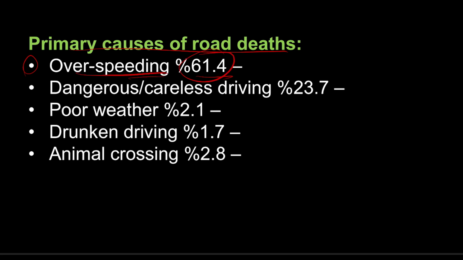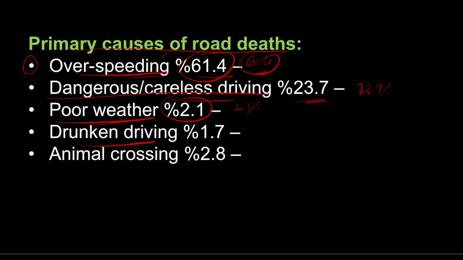And in fact, 61.4% of people have died because of overspeeding. Then another reason is dangerous and careless driving, 23.7%. Poor weather conditions, 2.1%. Right? Please don't mind the typing error here, the typo. Okay. Then drunken driving, it's 1.7%.